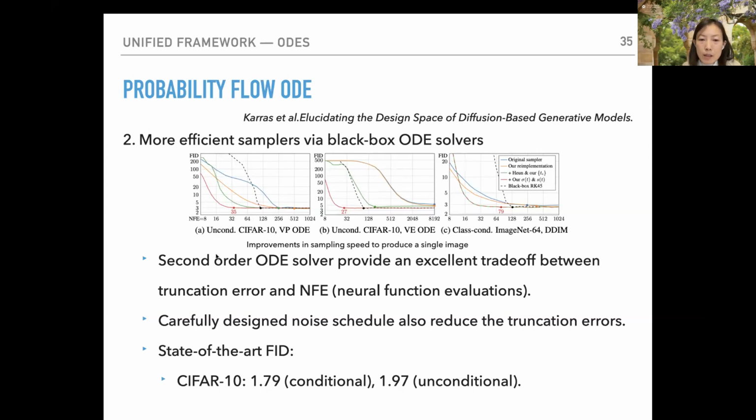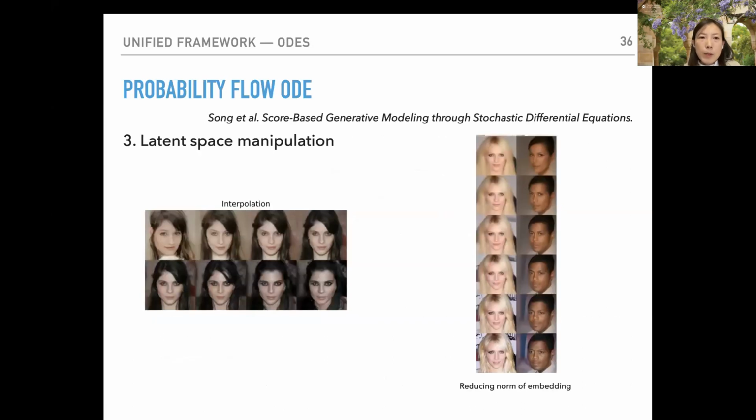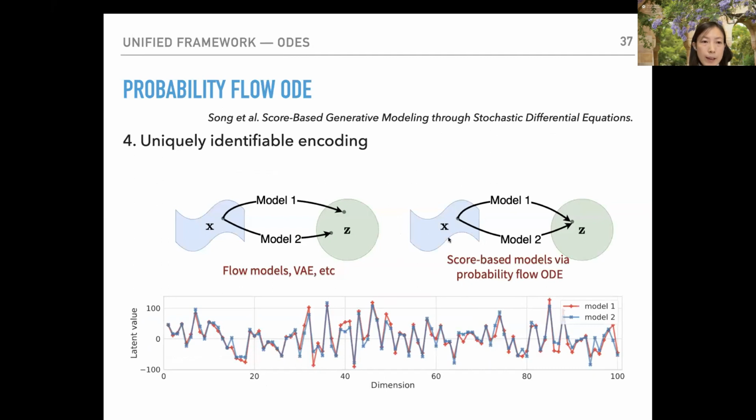And by carefully designing the ODE schedule, they can also reduce the truncation error, which means that we can have a lower NLL score compared to the SDE. And because it is a deterministic process, we can manipulate the latent space. Here are examples. We can interpolate the latent space or reduce the norm of the embedding space. And finally, it has unique identifiable encoding.